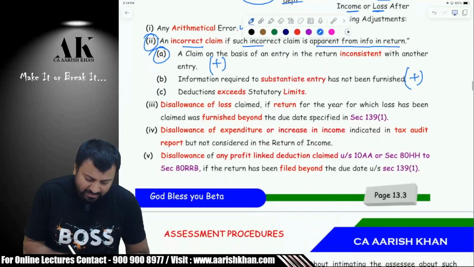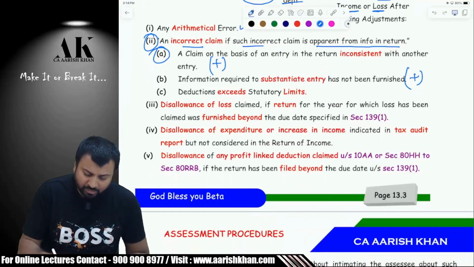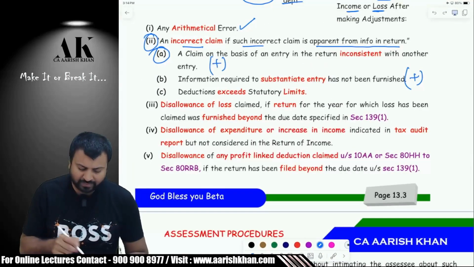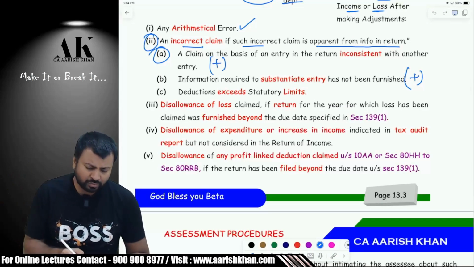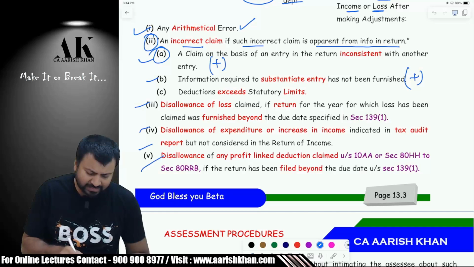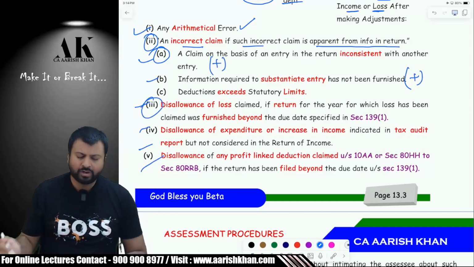Now the next point is point number 3. So point number 2 has 3 points in it, and point number 3, 4, 5 are separate. So in all, if you count 1, 2, 3, 4, 5, 6, 7. So I'll talk about this point number 3 now. What is point number 3?